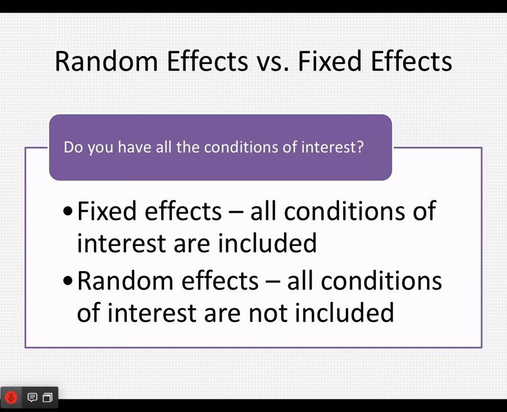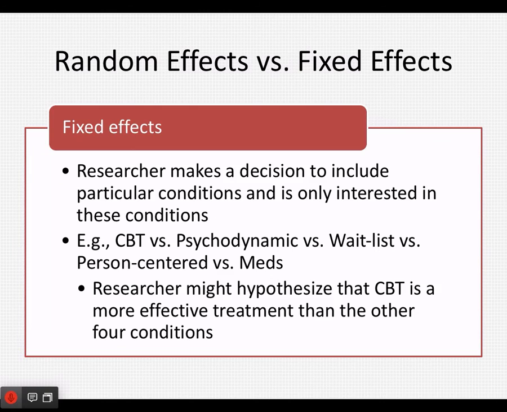And so fixed effects have all the conditions of interest included. In random effects, all the conditions are not included. For fixed effects, the researcher makes a decision to include the particular conditions and is only interested in these conditions. So when we're examining CBT versus psychodynamic versus waitlist, we're just examining these 3.